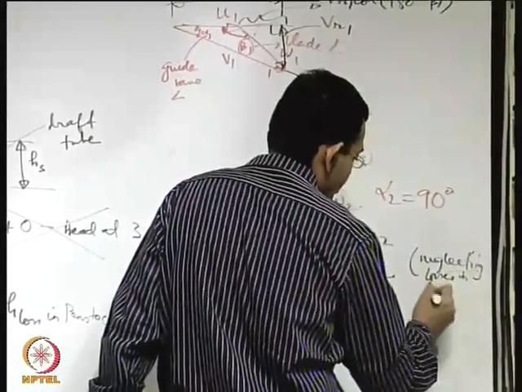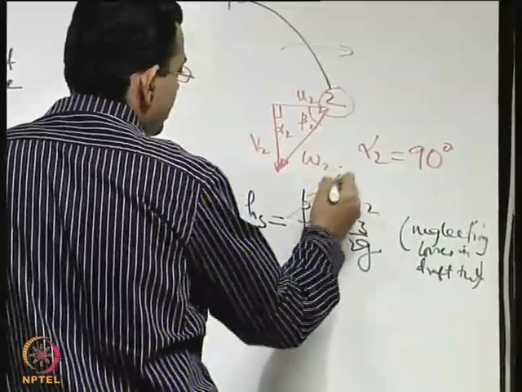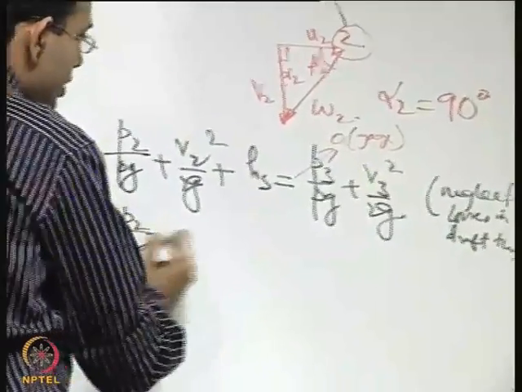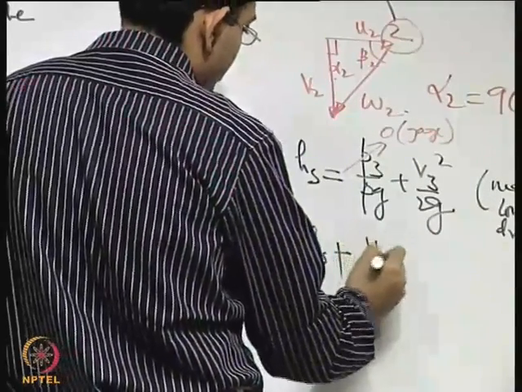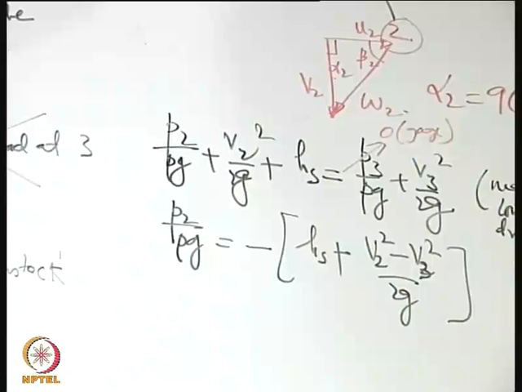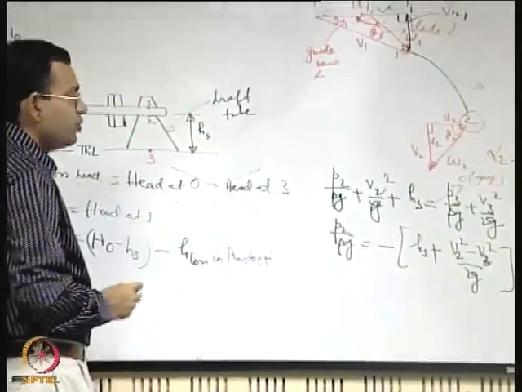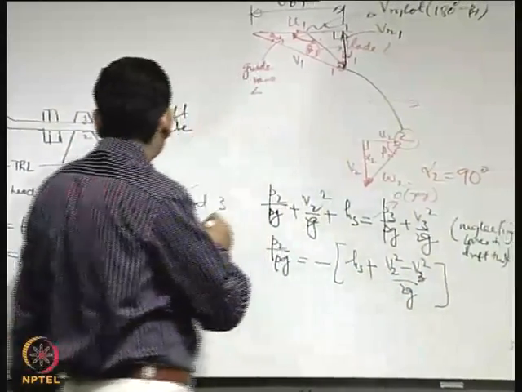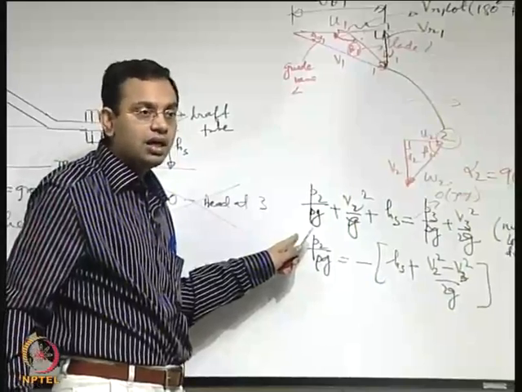In reality, that is not the case. So, P3 is the atmospheric pressure. If we consider it as 0 gauge pressure, you can write P2 by rho g as minus of Hs plus V2 square minus V3 square by 2g. Now, satisfying the purpose of the draft tube, you must have V2 greater than V3. That is your whole purpose. So this is positive, Hs is positive in this configuration, that means P2 is negative. And this in fact is the location of minimum pressure in a reaction turbine.